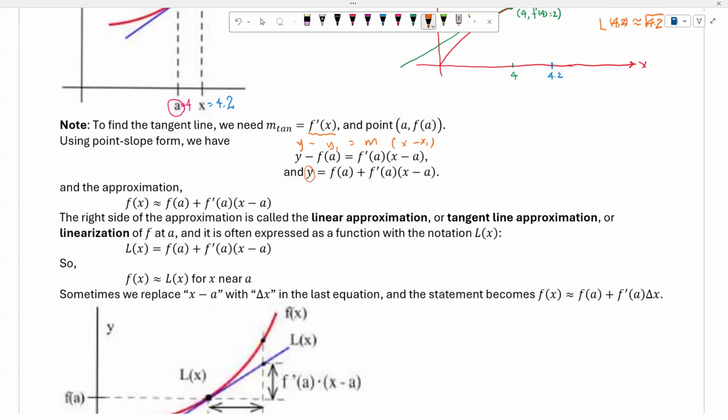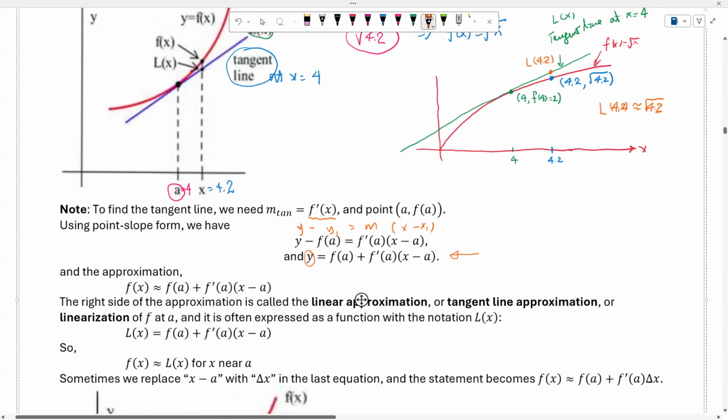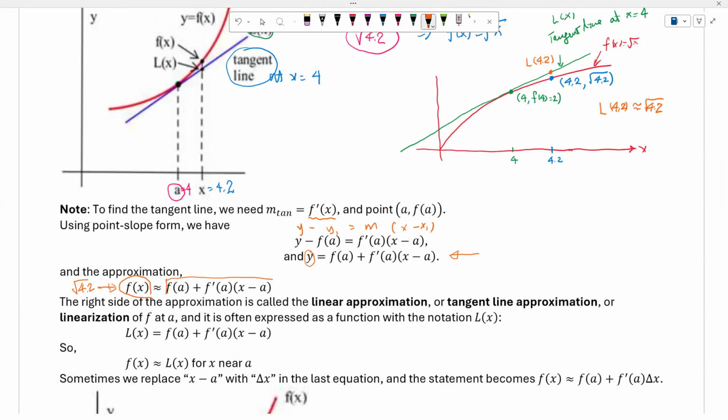Then if I want to solve for y, I have y equal to f of a plus f prime of a times x minus a. Okay, so we know how to find the tangent line. And in this case, what is f of x? You could consider that this one will be the square root of 4.2, which is the value that we have on the L function, which is L of 4.2.